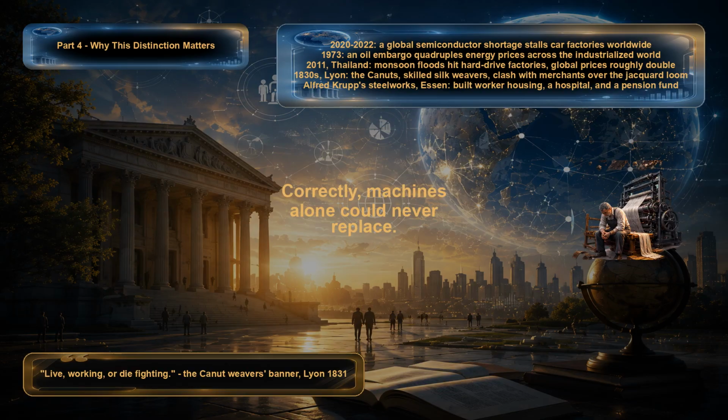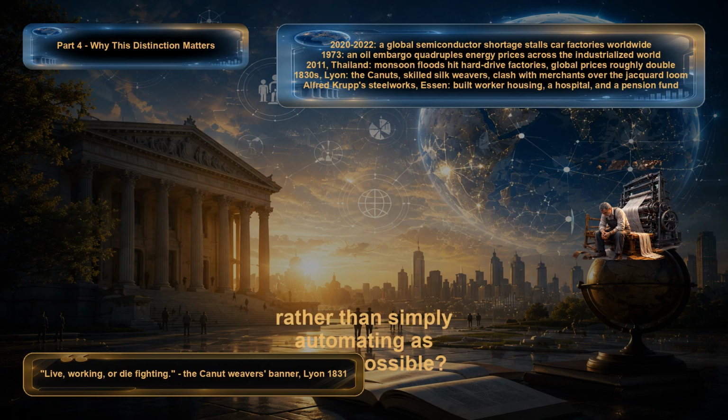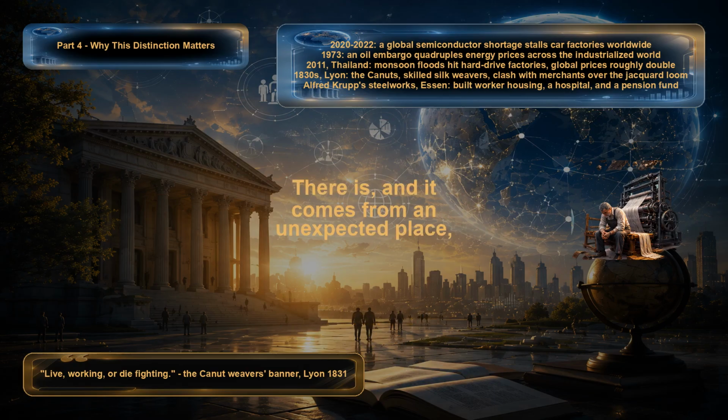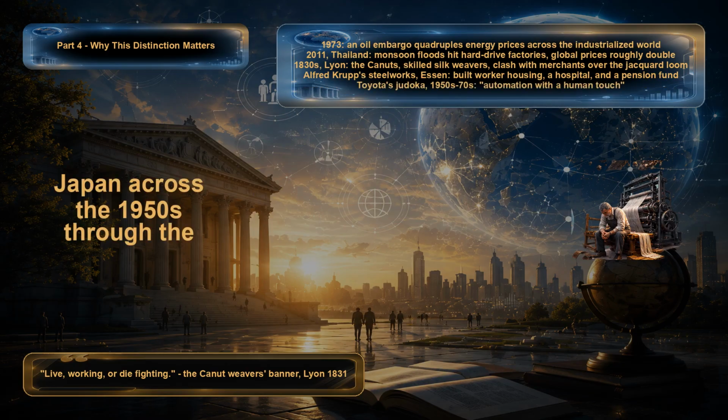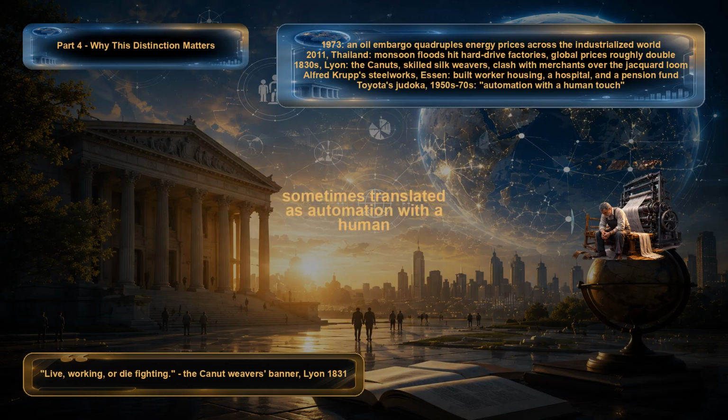Correctly, machines alone could never replace. Is there a company today that consciously wrestled with this same trade-off, rather than simply automating as fast as possible? There is, and it comes from an unexpected place, the Toyota production system, developed in Japan across the 1950s through the 1970s. Toyota's engineers coined a principle called jidoka, sometimes translated as automation with a human touch.